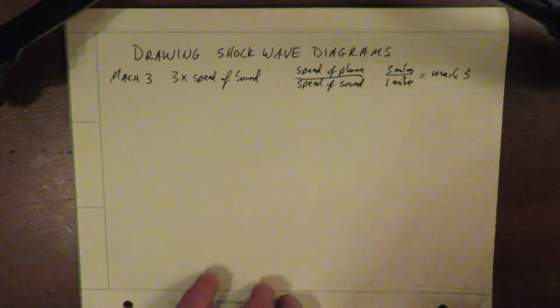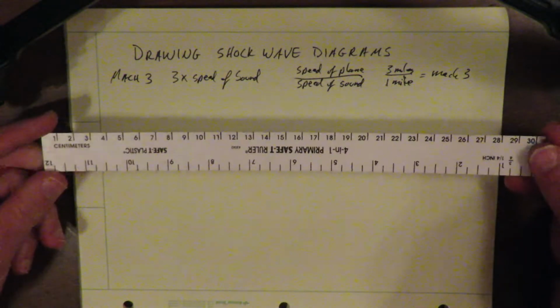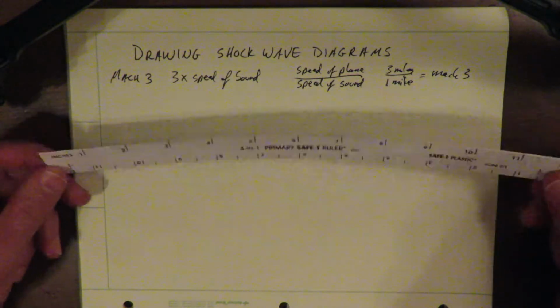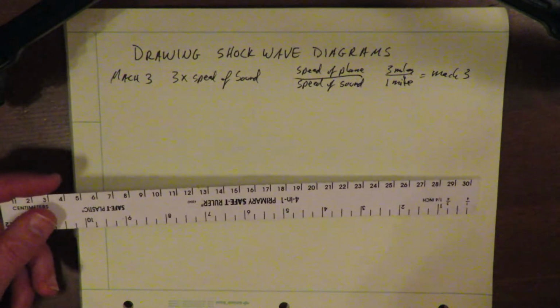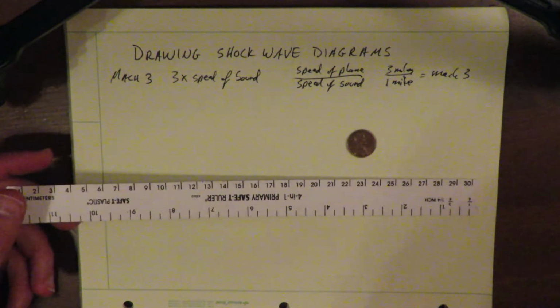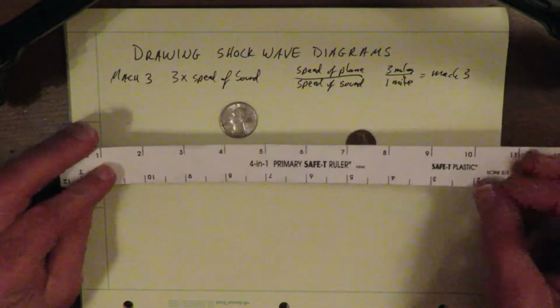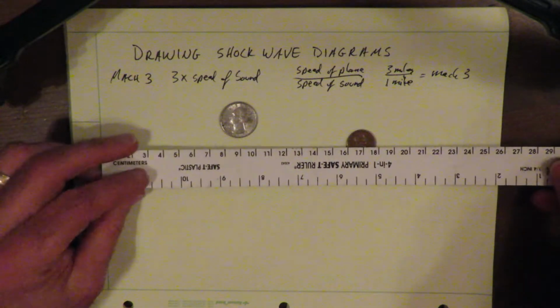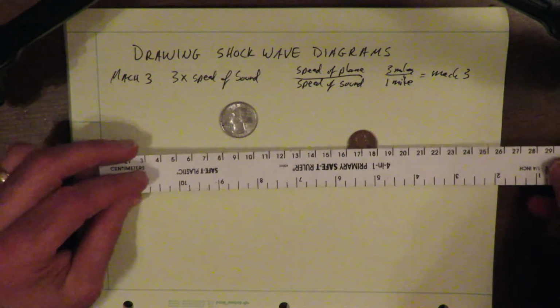So what you'll need to make these diagrams is a ruler. Ideally, it should be a centimeter ruler, but you can do it with an inch ruler. And then you will need a penny if you're using the centimeter ruler, or a quarter if you're using the inch ruler. Turns out a quarter is about 1 inch across, and a penny is about 2 centimeters across, which is very useful for us.